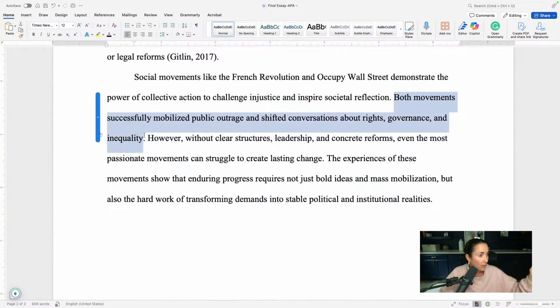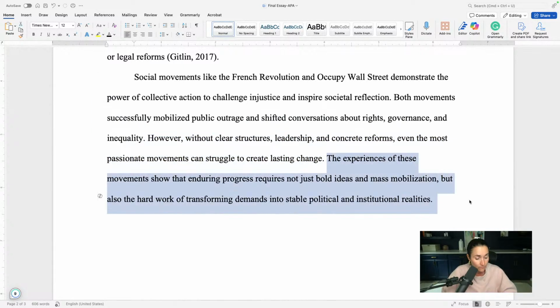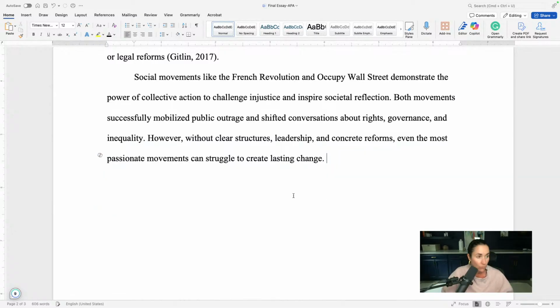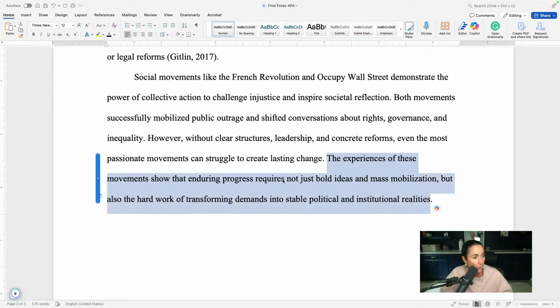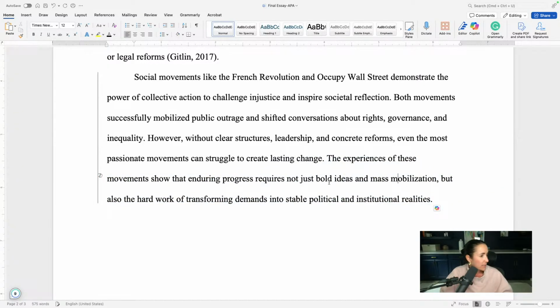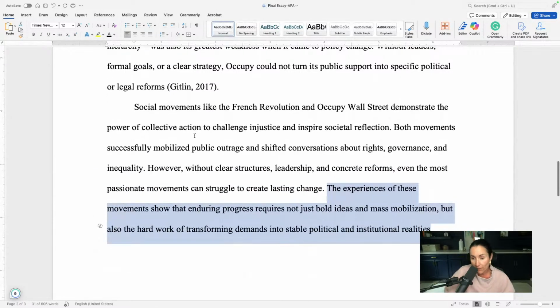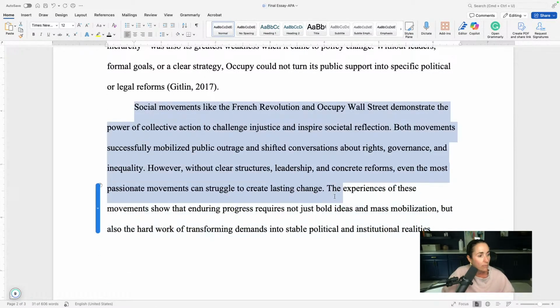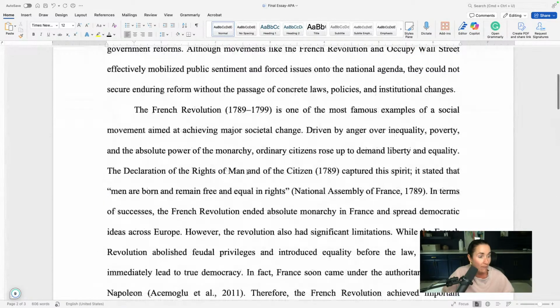Now we go to the counter. However, without clear structures, leadership, concrete reforms, these changes are not going to last. And I could have done that. That would be fine too. Just 3 sentences would have been fine, but I went ahead and did one more. The experiences of these movements show enduring progress requires not just bold ideas and mass mobilization, but also hard work. It's sort of redundant, but conclusions are kind of redundant. You're sort of saying the same thing again and again to let the person know you're wrapping it up. I hate writing conclusions. So I went ahead and let AI write that for me. And again, this was probably my second or third iteration of that, just asking it to zhuzh it up a bit. Okay. And now we have our paper.